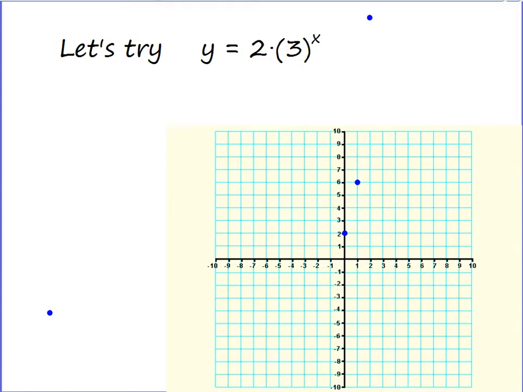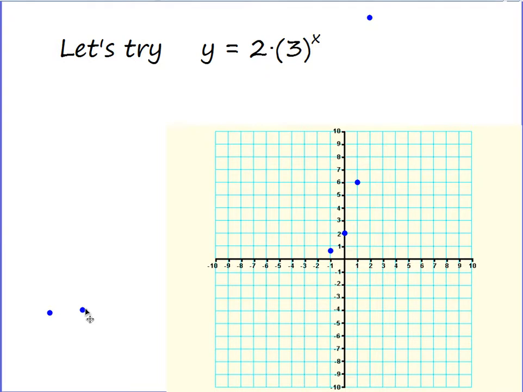Of course, if going from left to right I'm multiplying by 3, then going from right to left, I can continue putting points on my graph by dividing by 3. 2 divided by 3 would be 2/3, or 0.6 on forever.